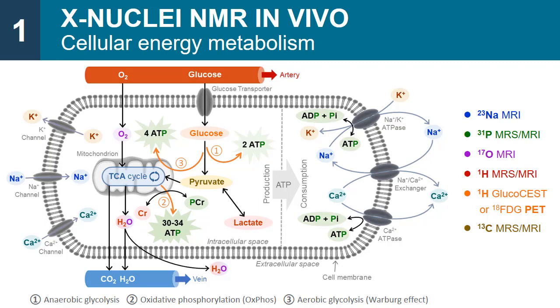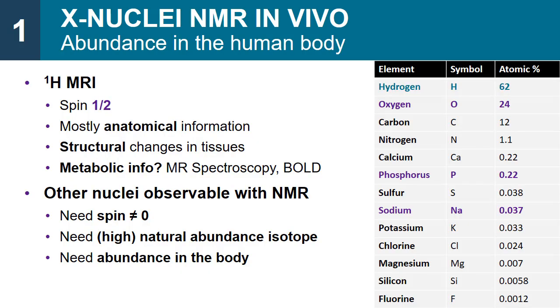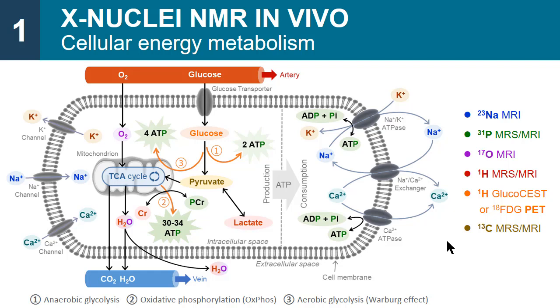So this is just a little diagram to explain what kind of information we can get on the cellular energy metabolism with the different nuclei. You can see the different colors here. Oh, sorry, I don't know if the pointer works. So in blue, you're going to see some sodium signal. In green, it's going to be the phosphorus. In purple, oxygen 17. In red or orange, it's going to be the proton spectroscopy or MRI. And gold is going to be some carbon 13 information.